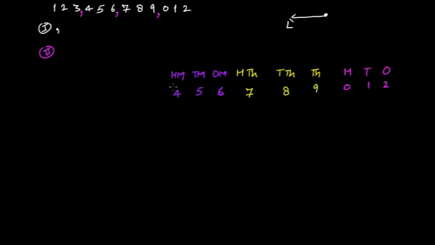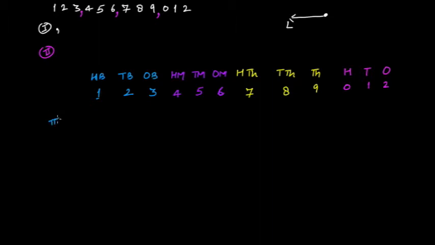So write it. Now comes the place of 1 billion, 10 billion, and 100 billion. Write the numbers. 3 would come here, 2 would come here, 1 would come here. So we have assigned all the digits in the given number at their respective places. Now the second step is complete.